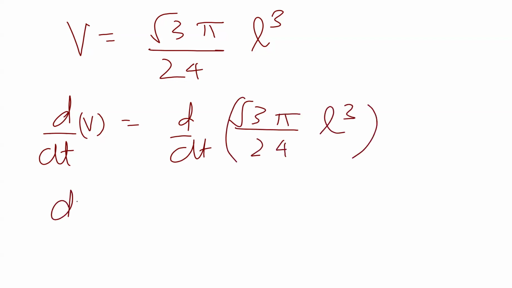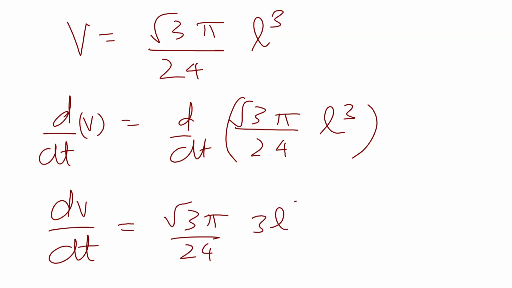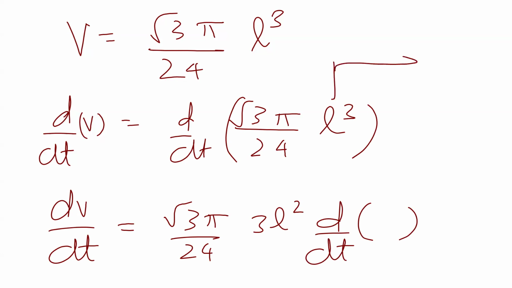So dV by dt is equal to root 3 pi by 24 into 3L square into d by dt of L. Here we apply the x raised to n formula, that is t raised to n formula. But then the chain rule will come. d by dt of L, correct. d by dt of L.